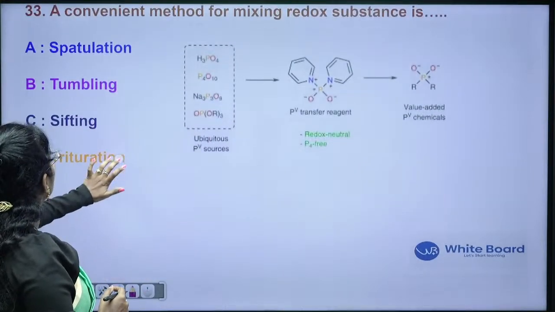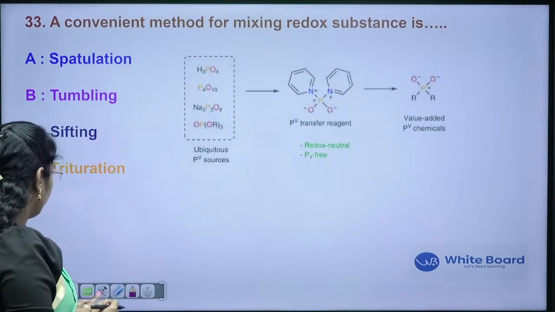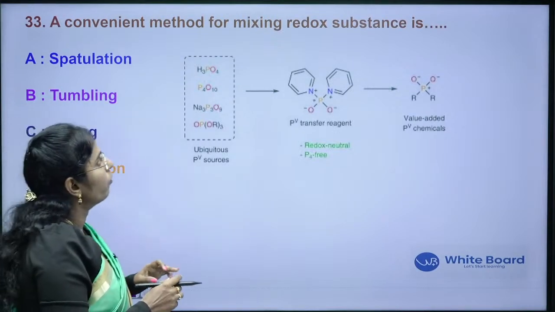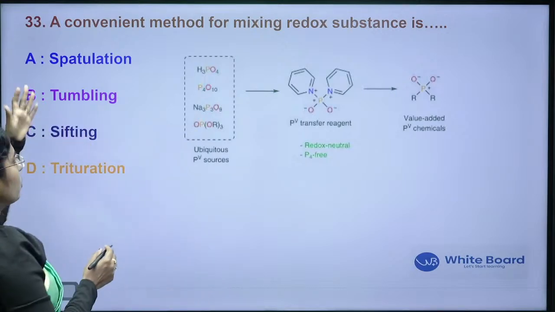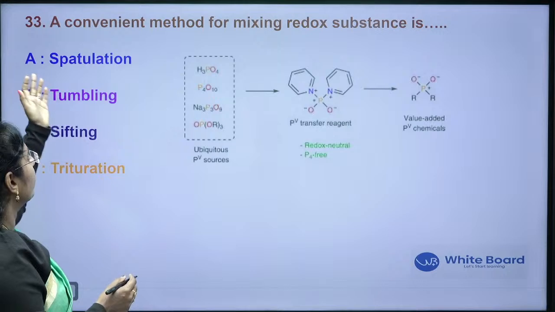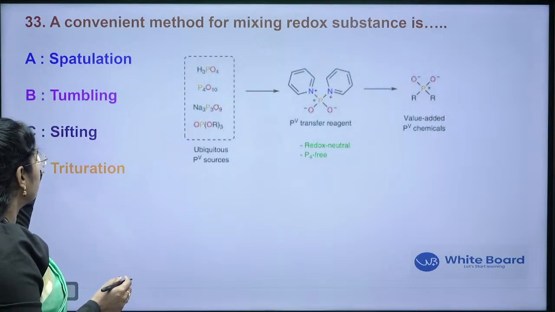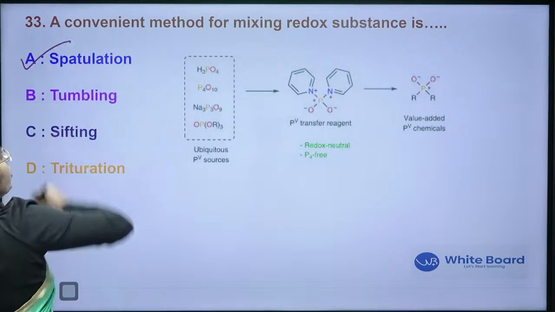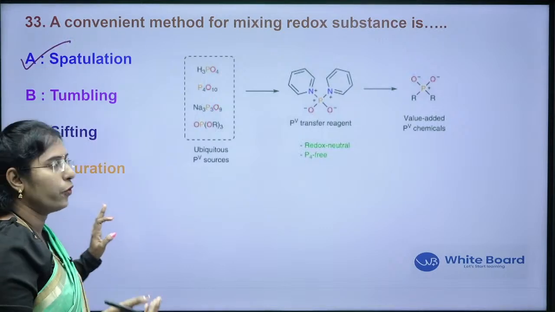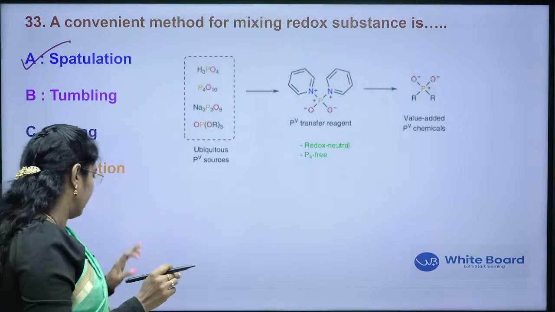Coming to the next question. A convenient method for mixing potent substances is. The options are spatulation, tumbling, sifting and trituration. It's a direct question, the answer is spatulation. Spatulation is a method for mixing potent substances.